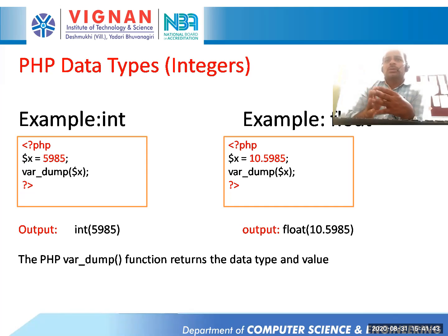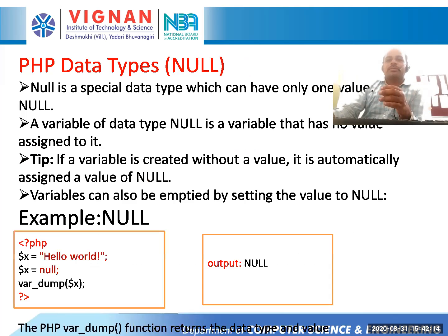The next example is for a float number. Again, $x is equal to 10.5985. 10.5985 is a float number, and now x is a float variable. So var_dump of x displays the value 10.5985, and its type is float. The purpose of the var_dump function is to return the value and type of a variable.